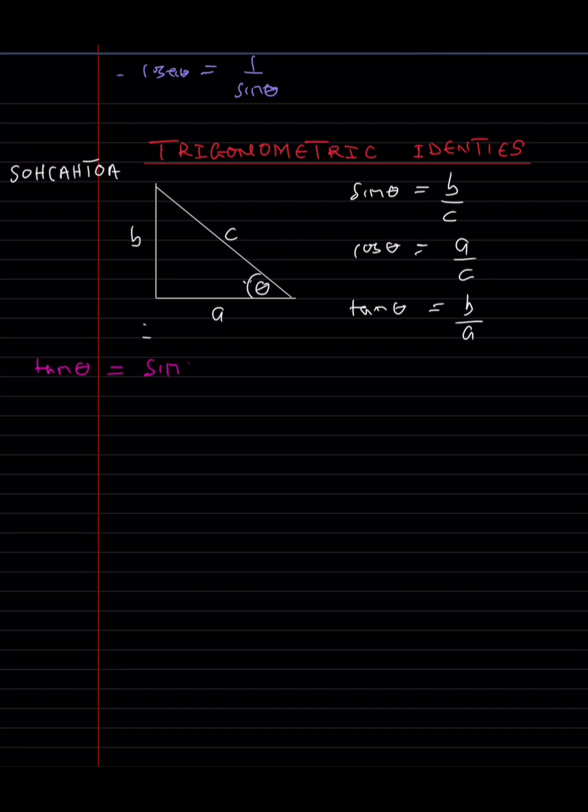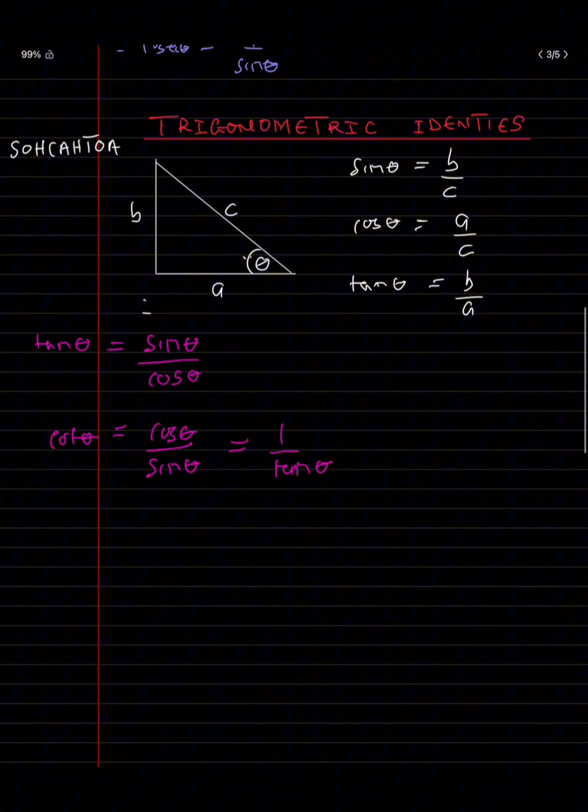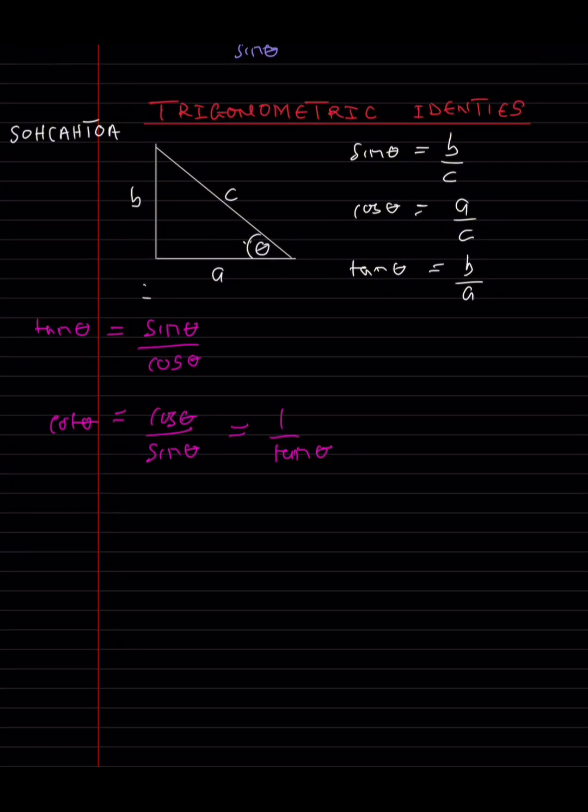Proceeding to the next one, we can establish the fact that tan theta is also equal to sine theta over cos theta. The cot theta is equal to cos theta over sine theta, and it's also equal to 1 over tan theta. The sec theta, which is the secant, is equal to 1 over cos theta, and the cosec theta is equal to 1 over sine theta.